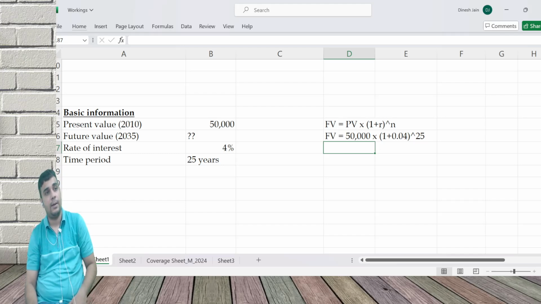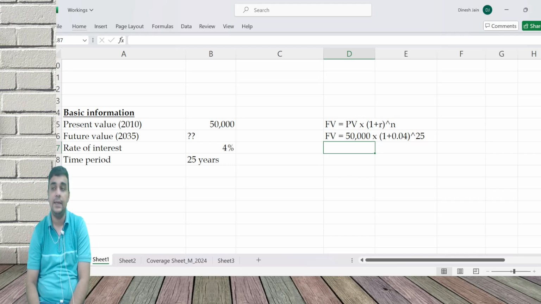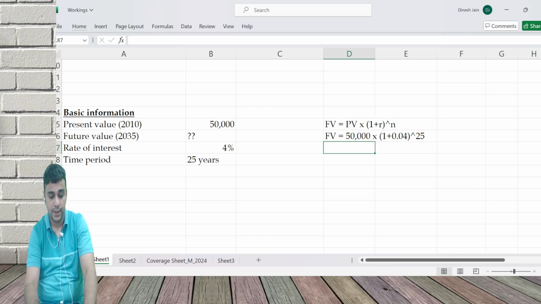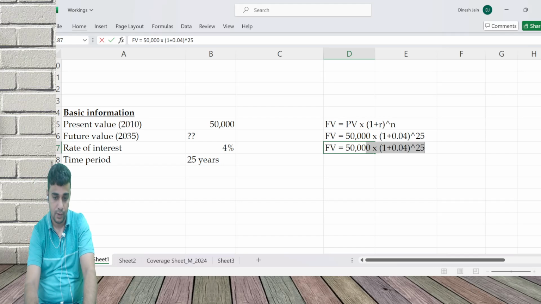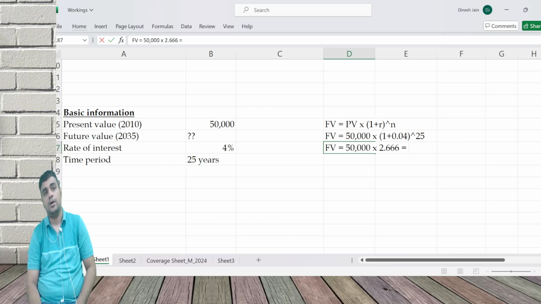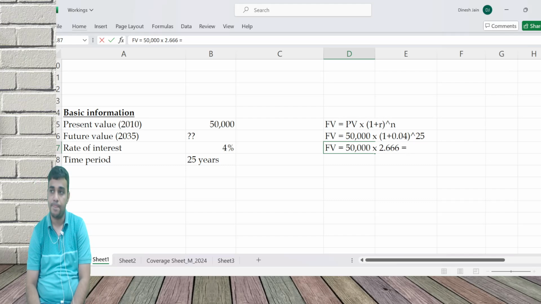Keep doing it. Power 25, I need the number. 2.3 decimal, 2.666, 1 lakh.